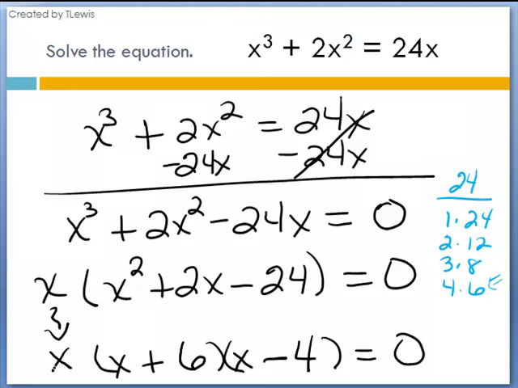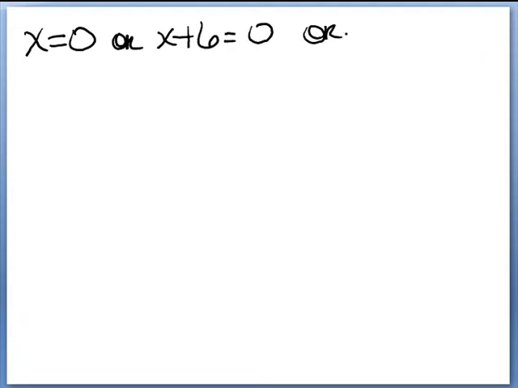We factored out first. So next, we're going to set each factor. We have an x, set it equal to 0. Then we have x plus 6, that's the second factor, set it equal to 0. And then the third factor, x minus 4, set that factor equal to 0. And then we're going to solve.